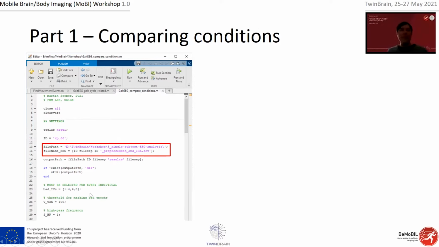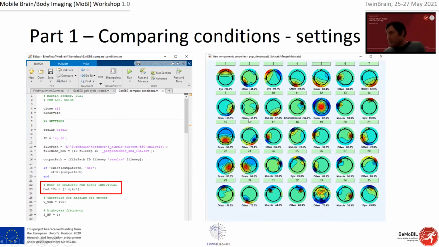What is very important in this presentation is to select the bad ICs, because we beautifully learned from Marius and Anna yesterday how to analyze and come up with these IC topographies and how to interpret them. For now, I was just looking at these different components and selecting only a few of them. And we discussed that in the workshop already.